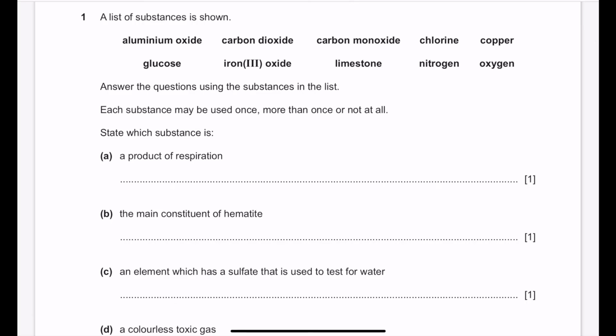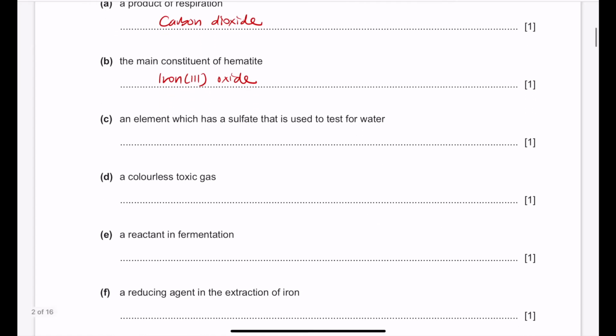So you see, given with this, which one is a product of respiration? Respiration, we breathe out carbon dioxide gas. Now, which one is a main constituent of hematite? Remember, hematite is iron oxide. Element which has a sulfate that is used to test for water. Remember, we test H2O using anhydrous copper(II) sulfate. So, copper.